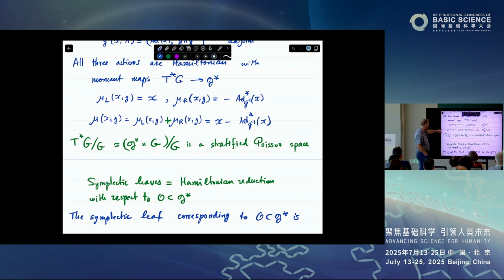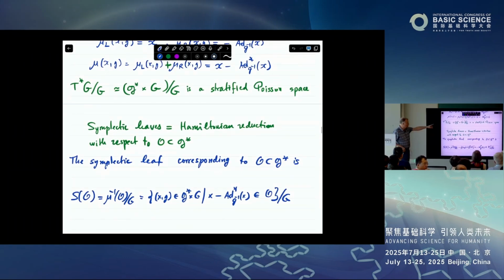remain. So the left moment map is just a projection to X. The right moment map is the projection to X twisted by the coadjoint action of G inverse. And the moment map for the adjoint action is just the sum of these moment maps. So it's X minus the coadjoint action of G inverse on X.